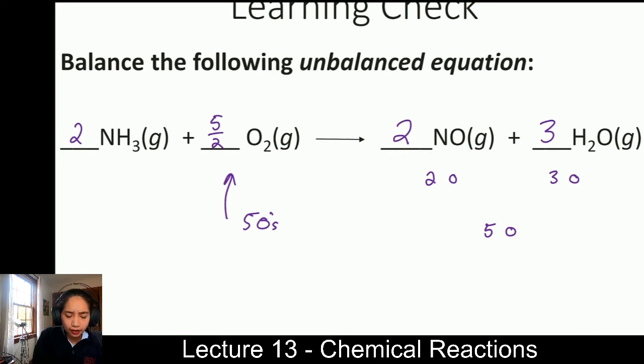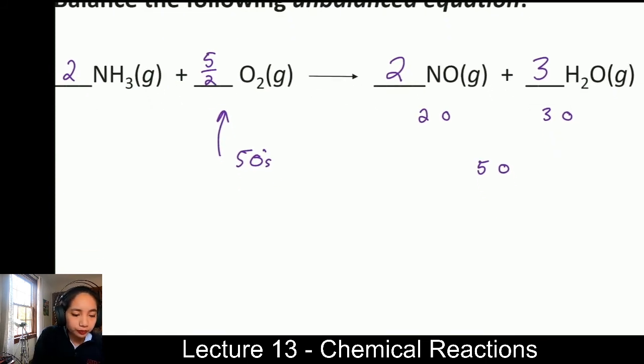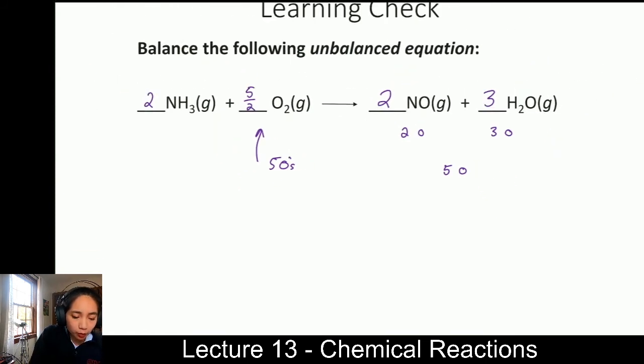So if you check everything, everything is good. 2 nitrogens, 2 nitrogens, 6 hydrogens, 6 hydrogens. 1, 2, 3, 4, 5 oxygens on the product side, and then 5 oxygens on the reactant side. But the problem is now we have a coefficient that's a fraction. We don't want fractions. So although it's balanced, to be completely right, we need to get rid of that fraction and multiply all those coefficients by 2.